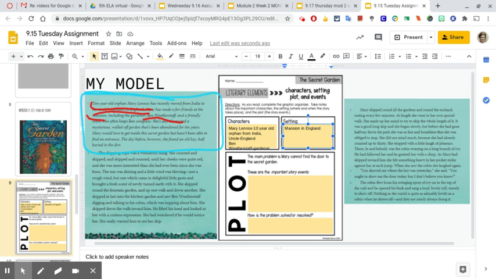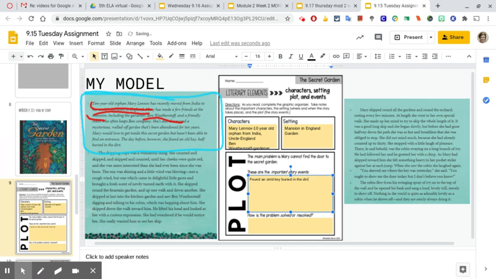She discovered a mysterious walled-off garden. Oh, so the setting is also in this garden. Day before, however, she found an old key half buried in the dirt. Ooh, that's probably an important event to the story. Found an old key buried in the dirt.